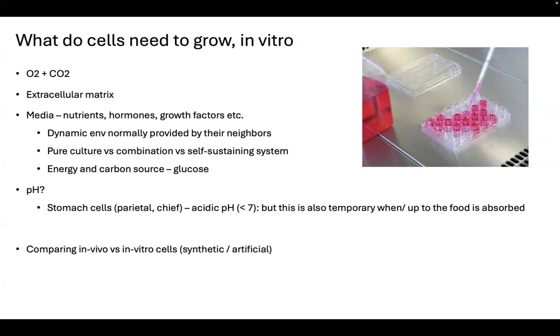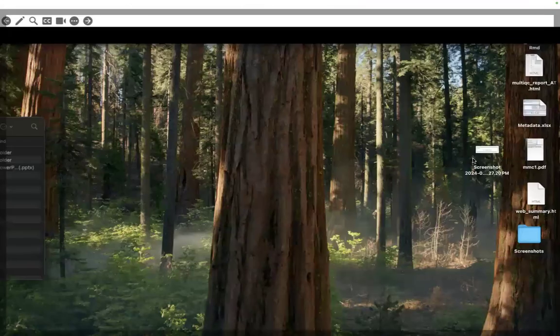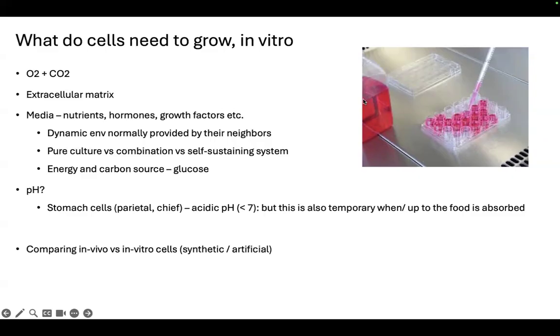Okay, let's take a quick recap of what was covered last week. What cells need to grow is oxygen and carbon dioxide supply, with intake and removal. They need a substrate to grow on. Most cells that you talk about in cell culture need a substrate to grow on, and they need a lot of other things, where we talk about nutrients.